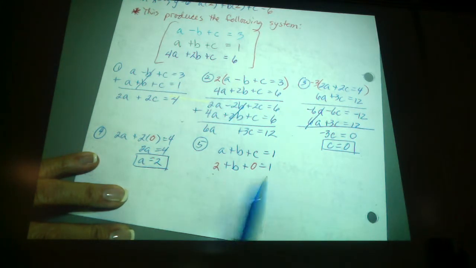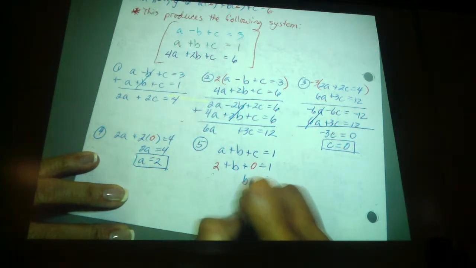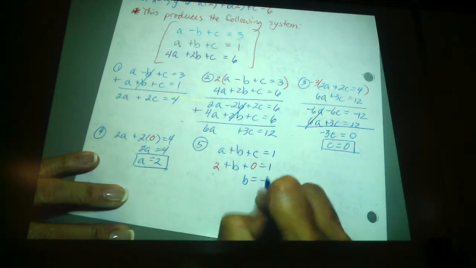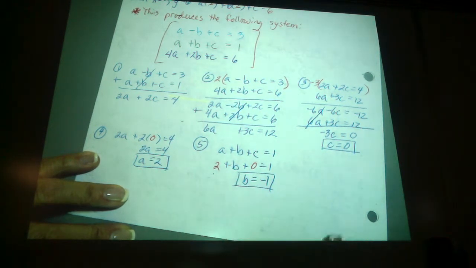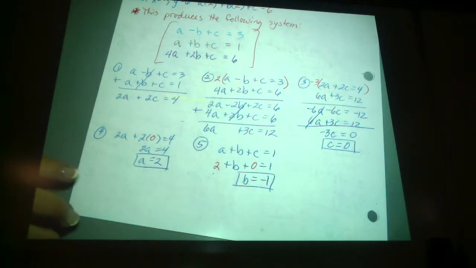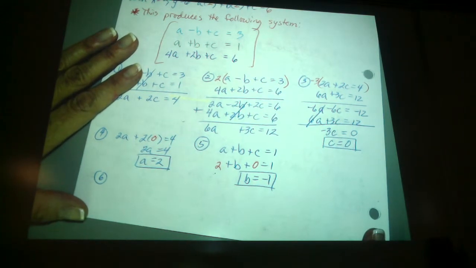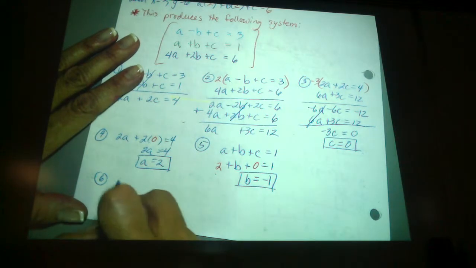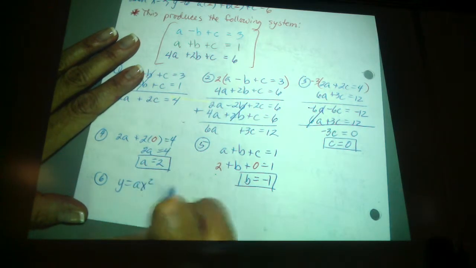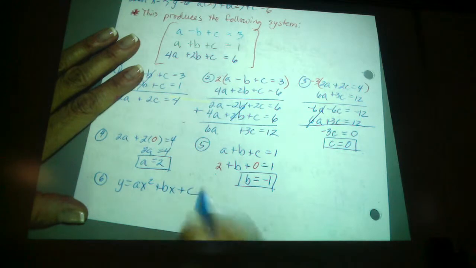You want to just subtract 2 from both sides? Won't b equal negative 1? So now I can write my equation for the quadratic, and we're going to check it on the calculator to see if we're right. So my general formula is y equals ax squared plus bx plus c.